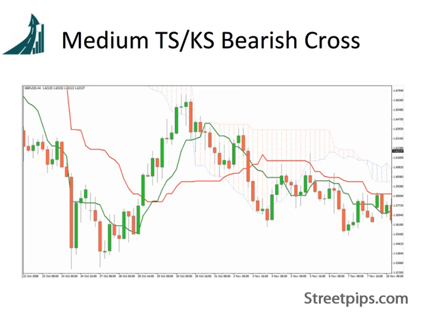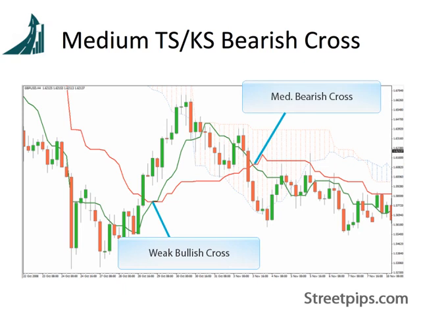Let's take a look at another example. Again we see a weak bullish cross on the left, which had a short run up, before hitting a strong Kumo resistance. This was followed by a medium bearish cross inside the cloud. In the clouds, prices are consolidating, so some traders prefer to wait for prices to make a clear break from the Kumo, before entering a trade.